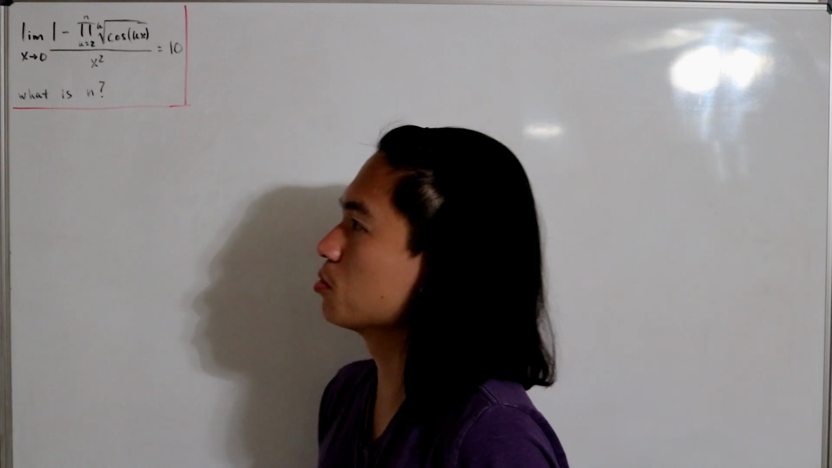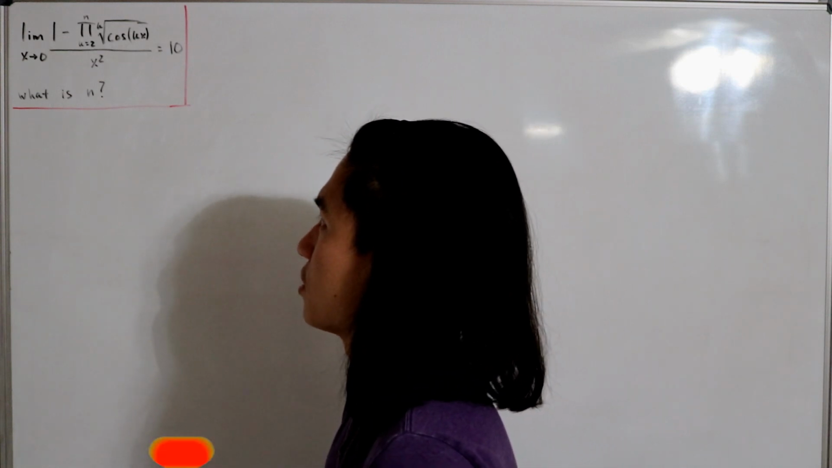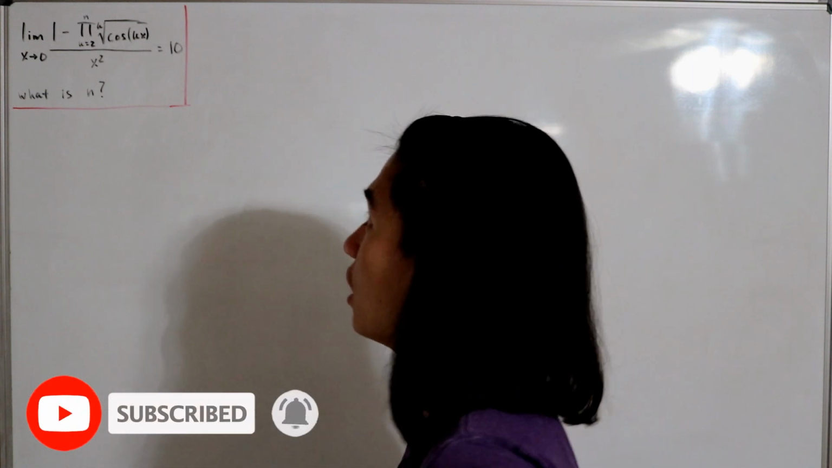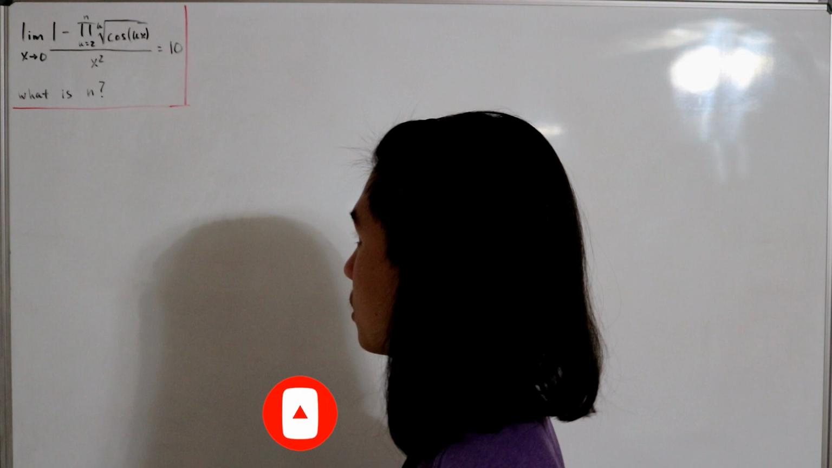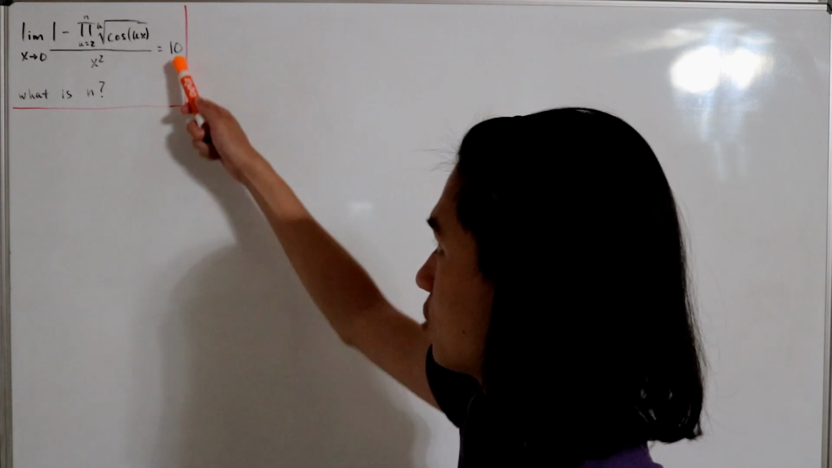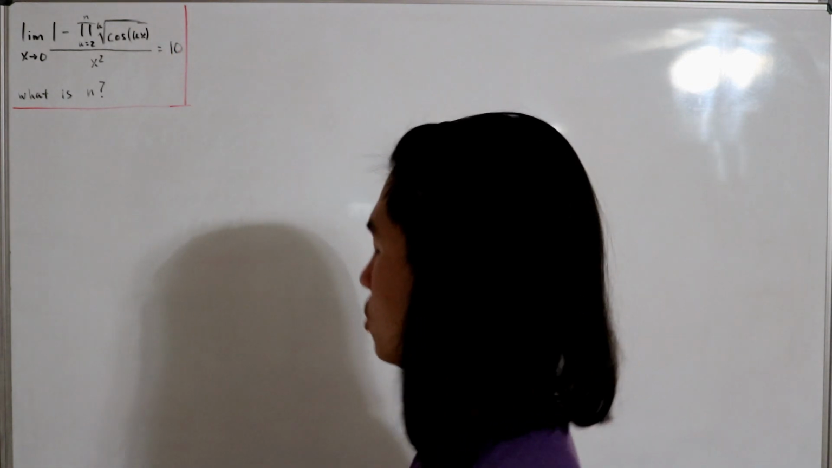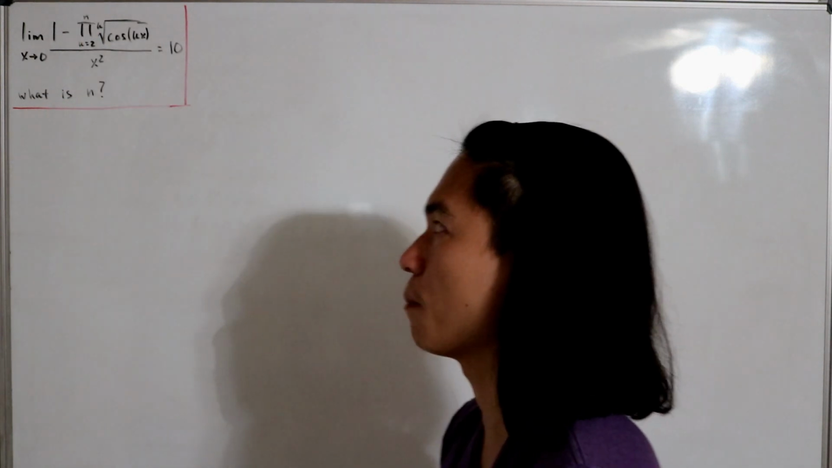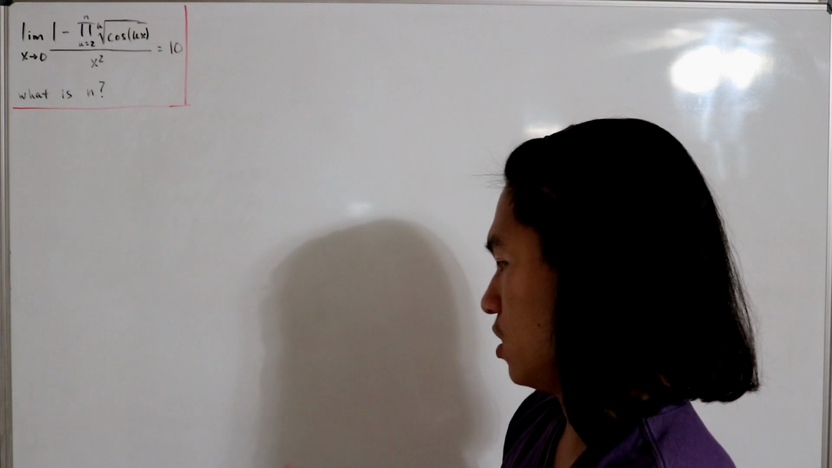In today's video we have the following limit: the limit as x approaches 0 of 1 minus the product from k equals 2 to n of the kth root of cosine of k times x, all divided by x squared, is equal to 10. And now we're being asked to solve for n, which is our max index.